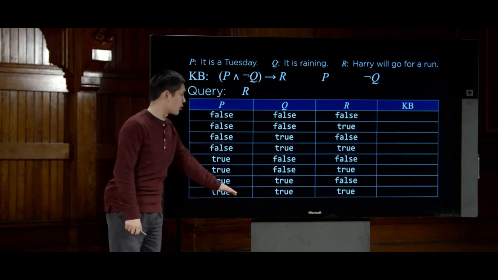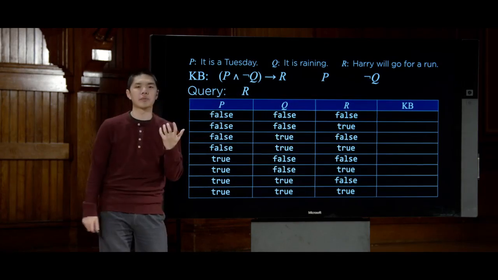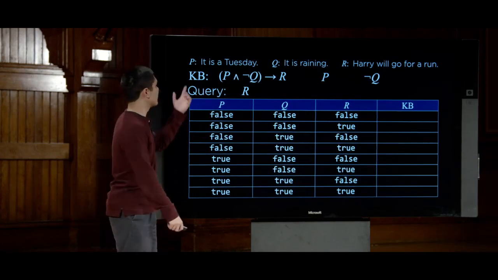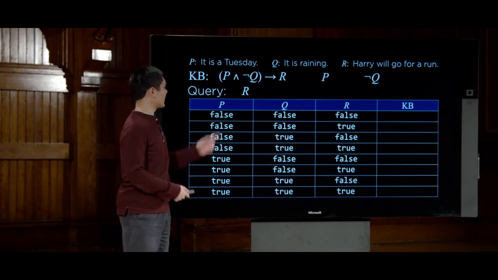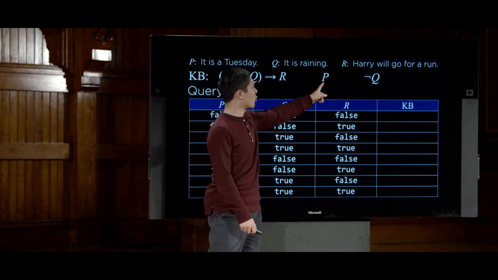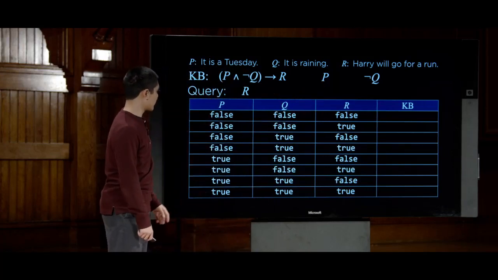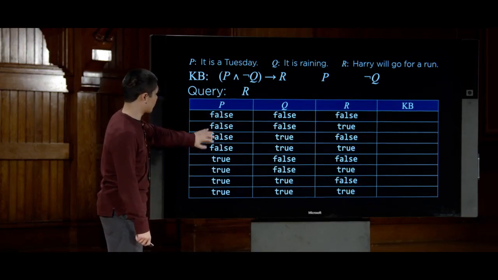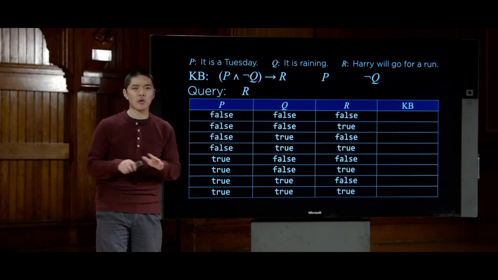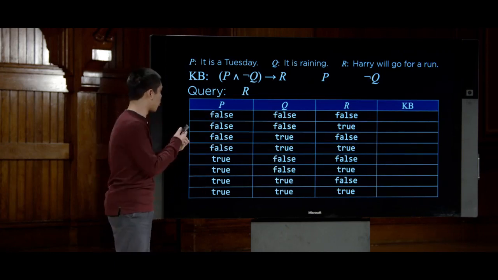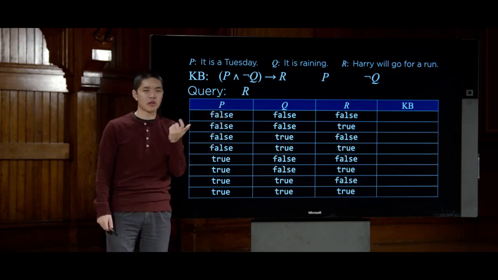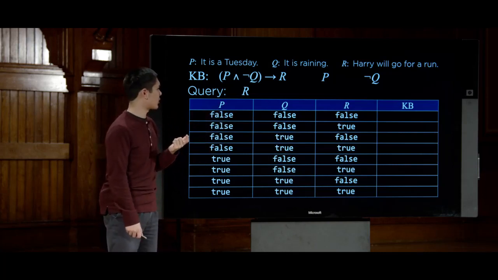In which of these worlds could this knowledge base possibly apply to? In which worlds is this knowledge base true? Well, in the knowledge base, for example, we know P. Like, we know it is a Tuesday, which means we know that these first four rows where P is false, none of those are going to work for this particular knowledge base. Our knowledge base is not true in those worlds.